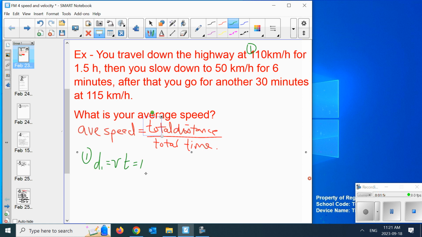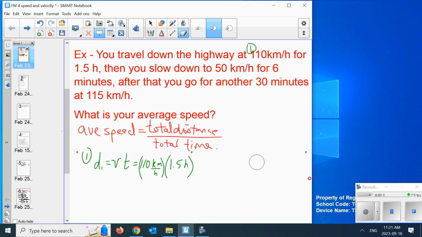That was 110 kilometers per hour times 1.5 hours. When I use flat fractions instead of writing kilometers/hour inline, it tends to work better in physics because it's very clear which is on the top. I can see right now my units, hours cancel, and I'm left with kilometers. And 110 times 1.5, you got calculators here, it's 165.